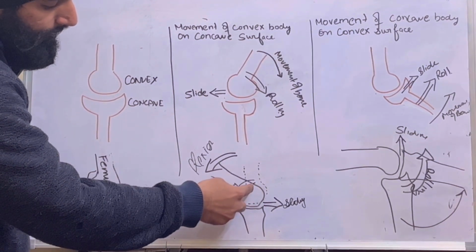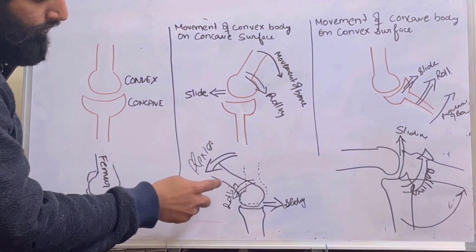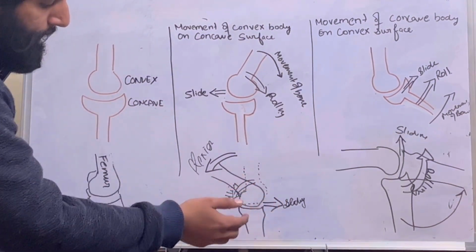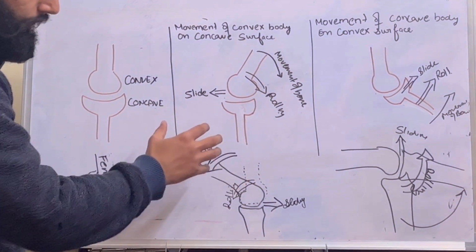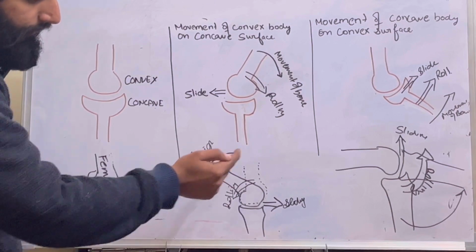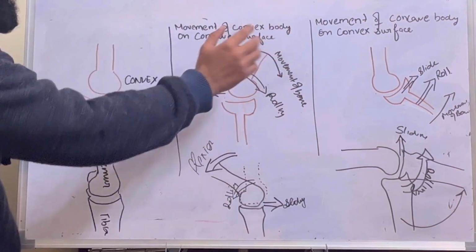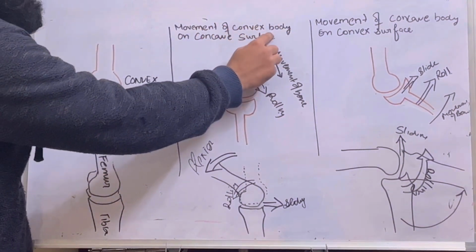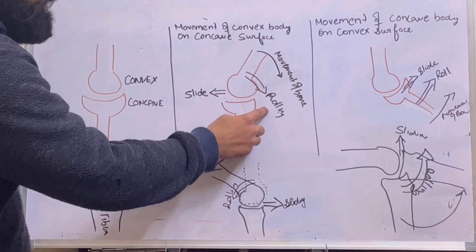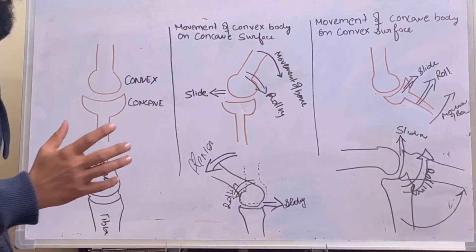the rolling occurs in the same direction as the movement of the femur over the tibia, but sliding occurs in the opposite direction. For example, when flexion of the femur occurs, rolling is occurring in the posterior direction, but sliding is occurring in the anterior direction. So in the convex concave rule, when there is movement of the convex bone over the concave surface, the rolling occurs in the same direction as the movement of the bone, but sliding occurs in the opposite direction.